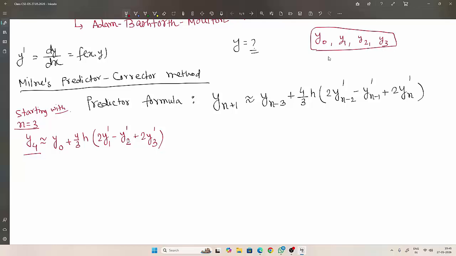Otherwise, this Milne's predictor corrector method will not work. That means to start a multi-step method, you have to go through the single-step method. Like you are using the RK method, and suppose in this problem only y0 is given, or y of some x0 is equal to y0, the initial value is given. Now you know y0. Now you are applying the RK method.